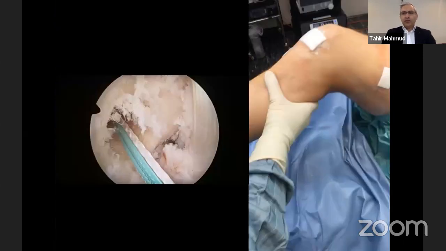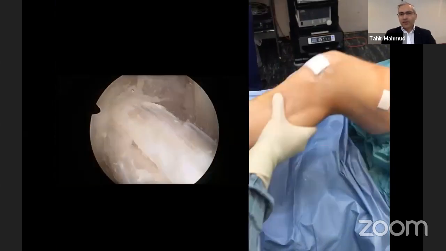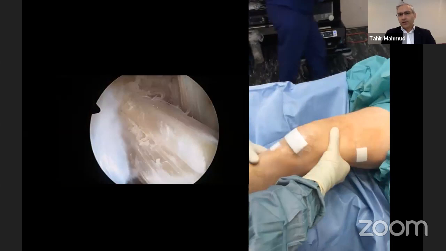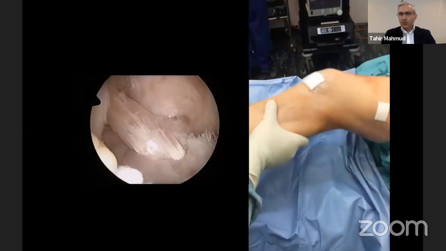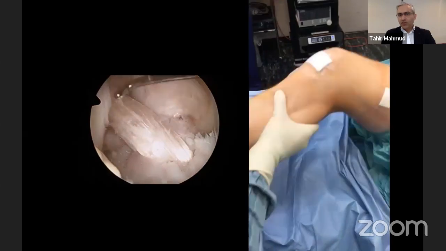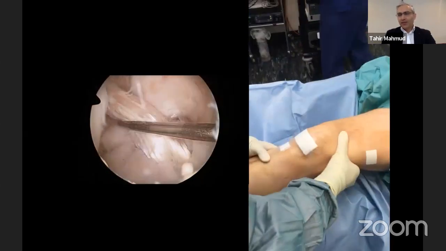So, the effect of eliminating the pivot shift can be quite significant following ACL surgery. So as the graft has been deployed, this is the same knee. And there's a smooth transition now from extension to flexion. We do not have any abnormal rotational movements, and the Lachman has been restored.